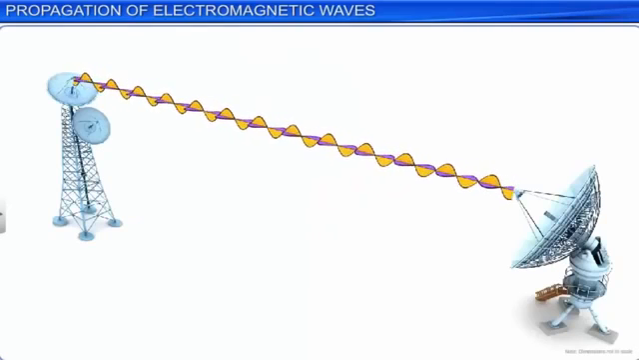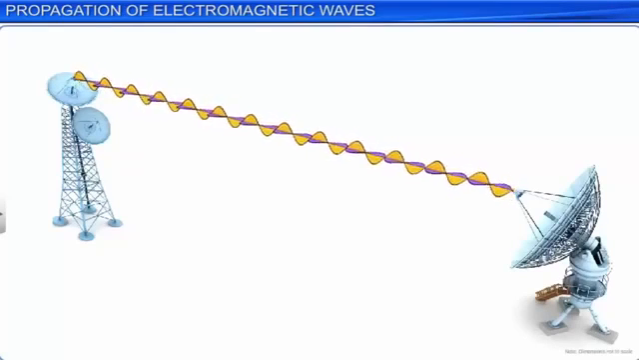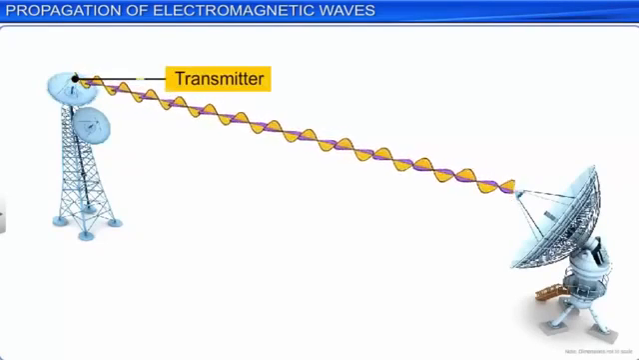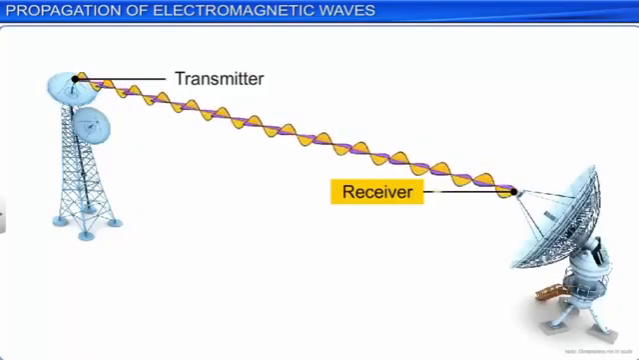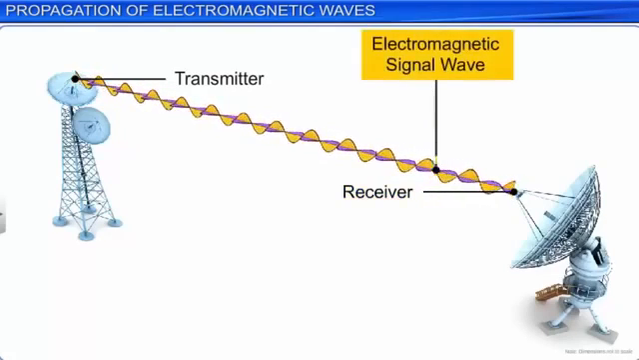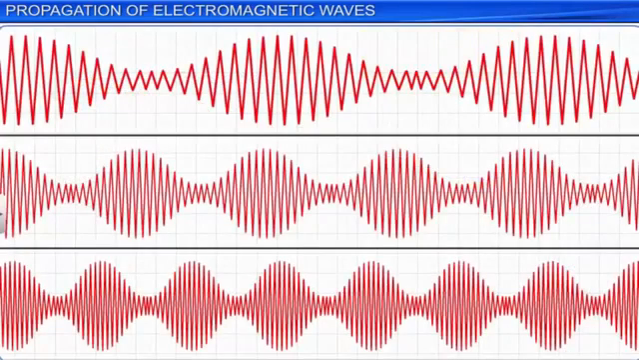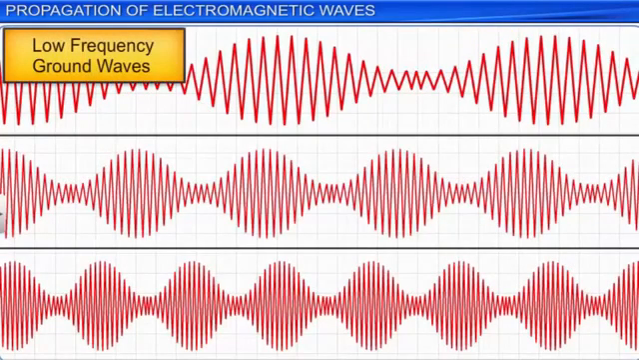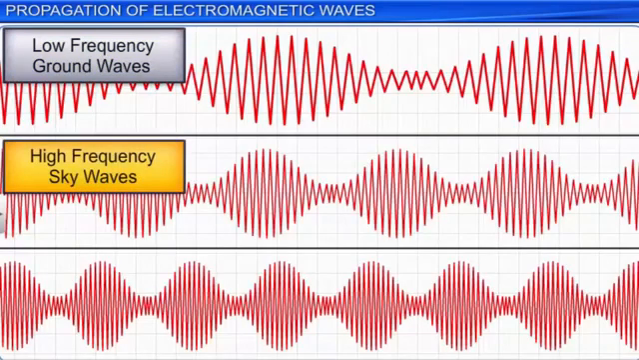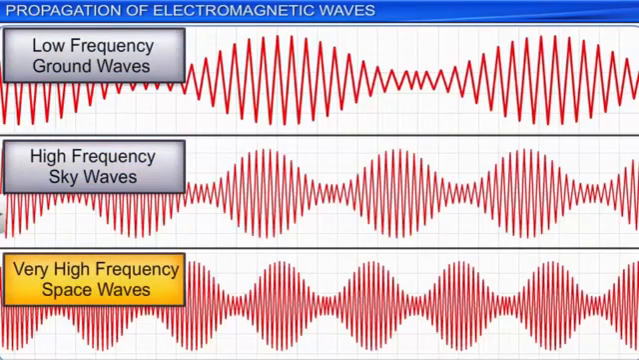We have learnt that analog and digital message signals in communication systems are transmitted over long distances in the form of electromagnetic waves. Depending on its frequency, a signal may propagate in the form of ground waves, sky waves, or space waves. Let us learn more about these different ways of signal propagation.